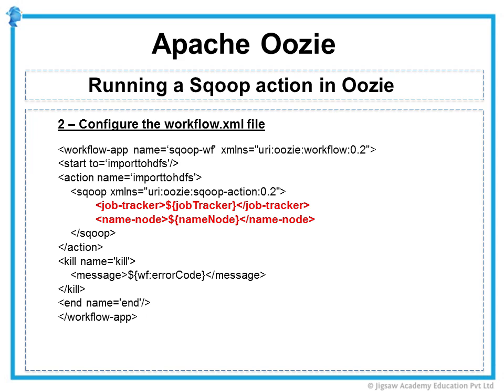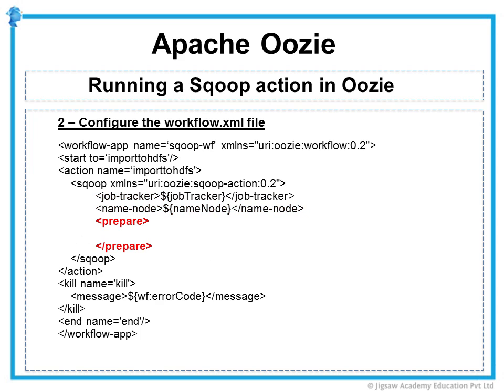Like in MapReduce, we first define the paths of the job tracker and the name node, and lastly you define the Sqoop command that needs to be run using the command element. Then I'm going to use the prepare element to prepare for my Sqoop import. Since Sqoop import runs a MapReduce job and creates a new directory in HDFS, it doesn't like the existence of the directory into which it is supposed to write the data. So using the prepare statement, I'm going to remove the existing directory.